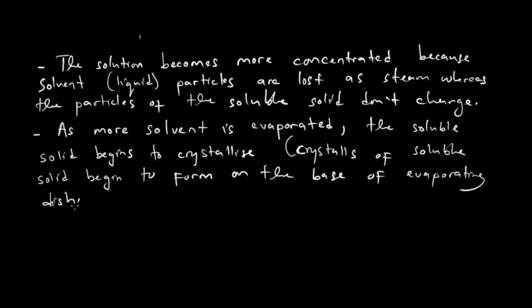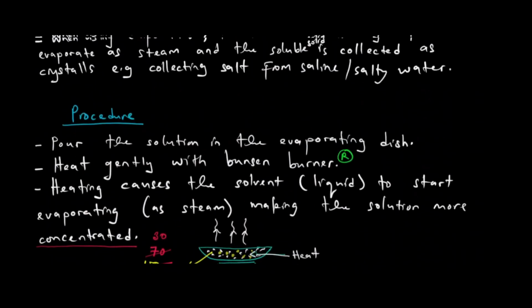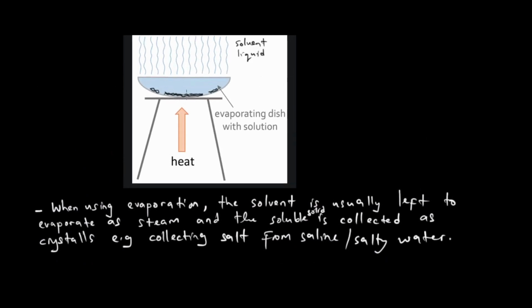So as more solvent is evaporated, the soluble solid begins to crystallize, forming crystals. So the crystals of the soluble solid begin to form on the base of the evaporating dish, as I tried to illustrate here. These are the crystals. The salt you put in is fine, like this, but your crystals come out looking something like this. Why it changes in form is also a lot of science. You have to research this to understand it.